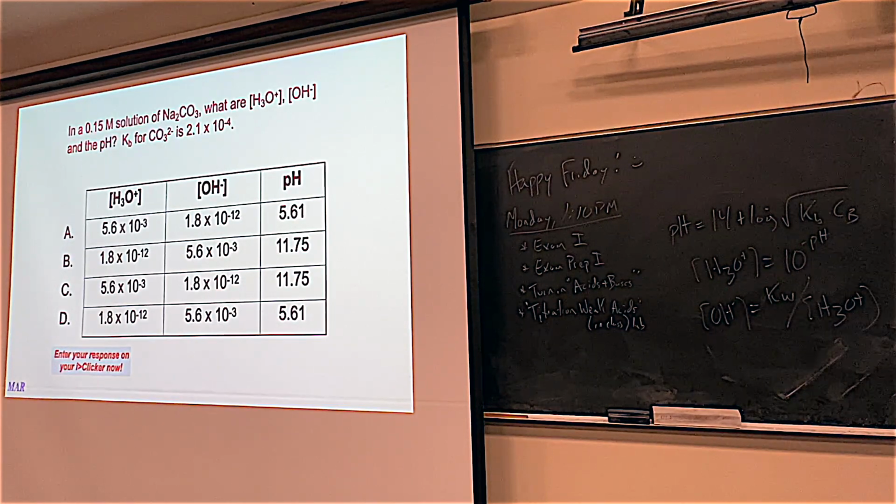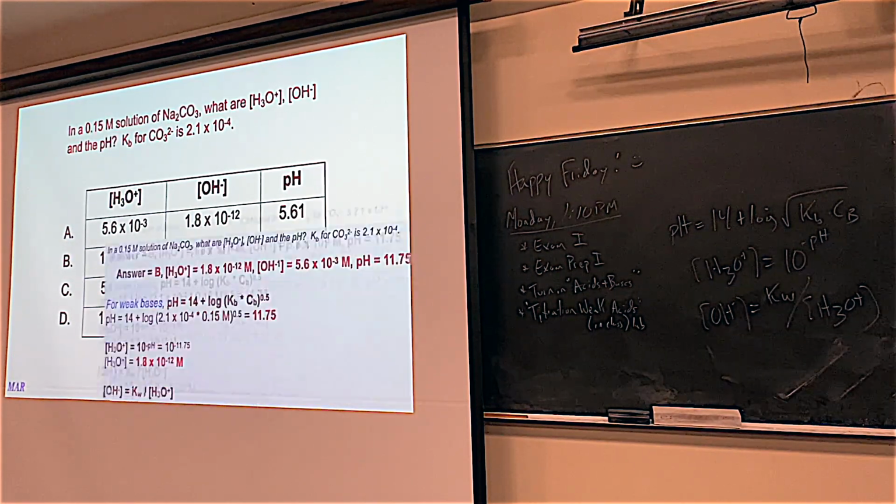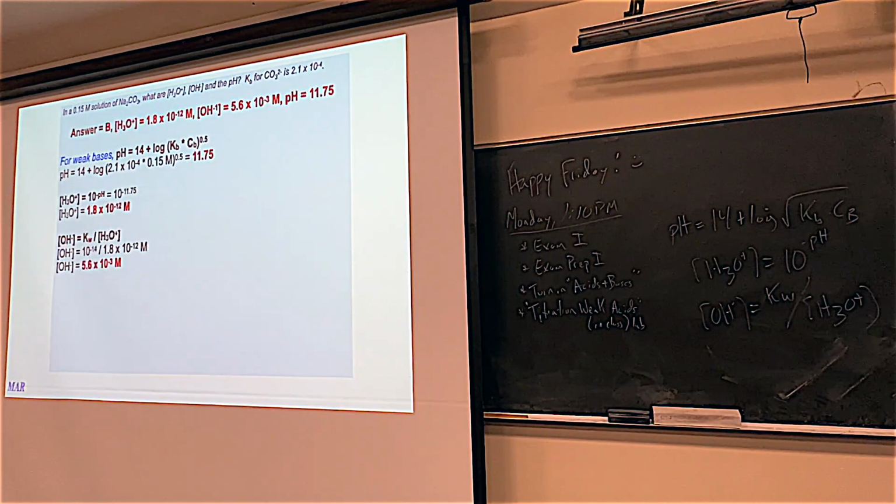Now, if you want to do the math, which is the ultimate way to do this, you will find that answer B is correct. So here's 14 plus log square root KB times CB. I got the 11.75 pH value. Hydronium, 10 raised to the power of minus 11.75, comes out to be that. And then Kw, the only K that you need to know on Monday, 10 to the minus 14, divided by hydronium will give you hydroxide. And you could go, by the way, pH to pOH and hydroxide 10 to the minus pOH. That's fine too.